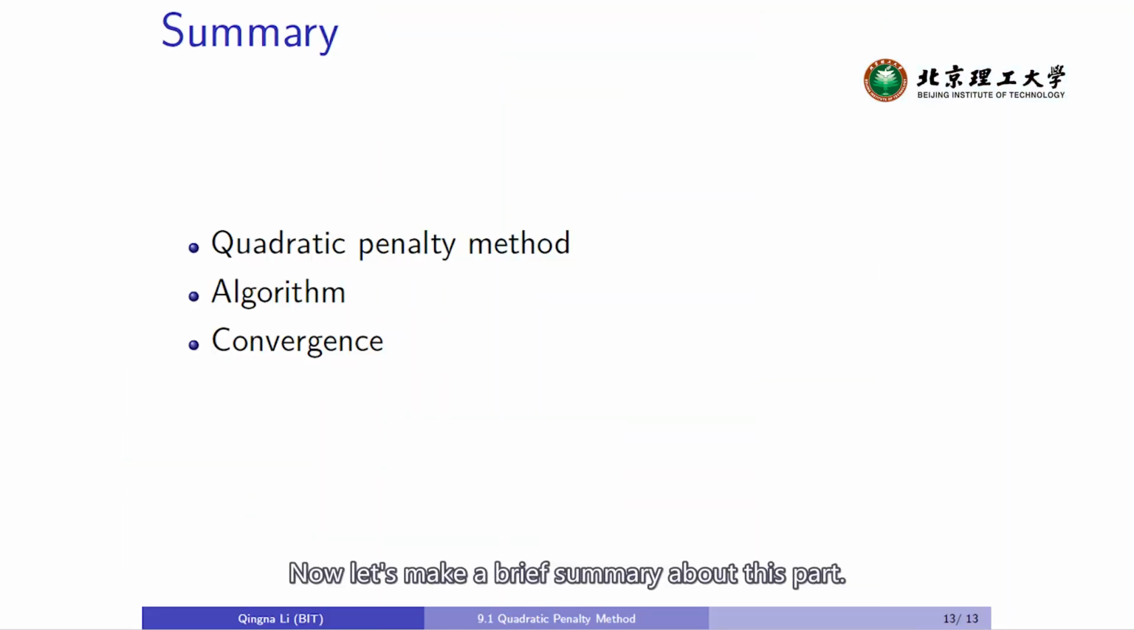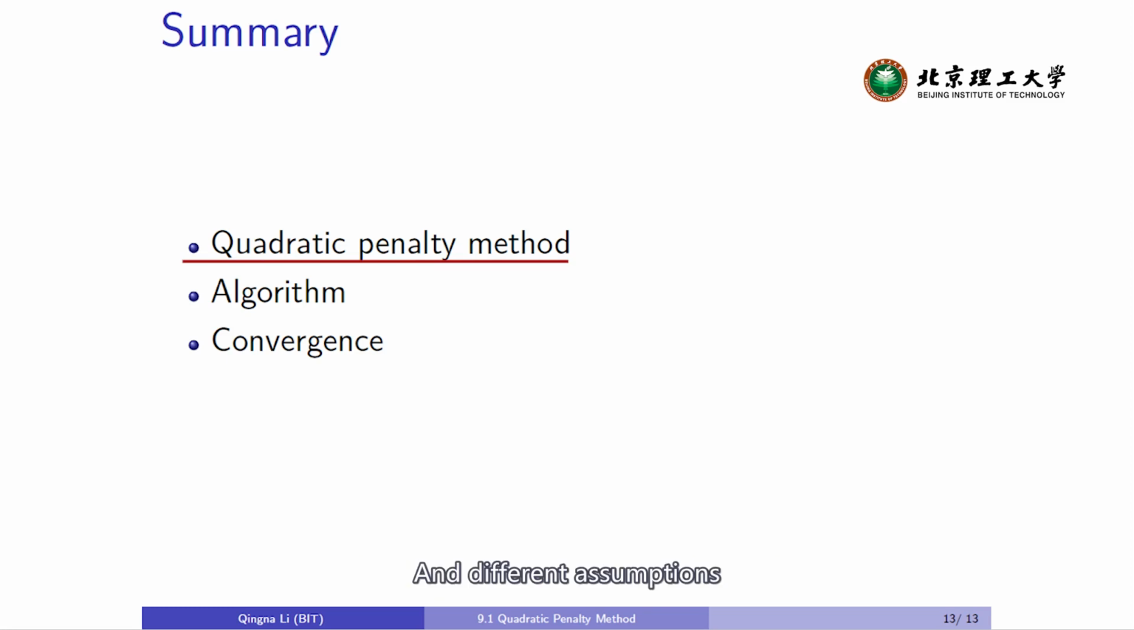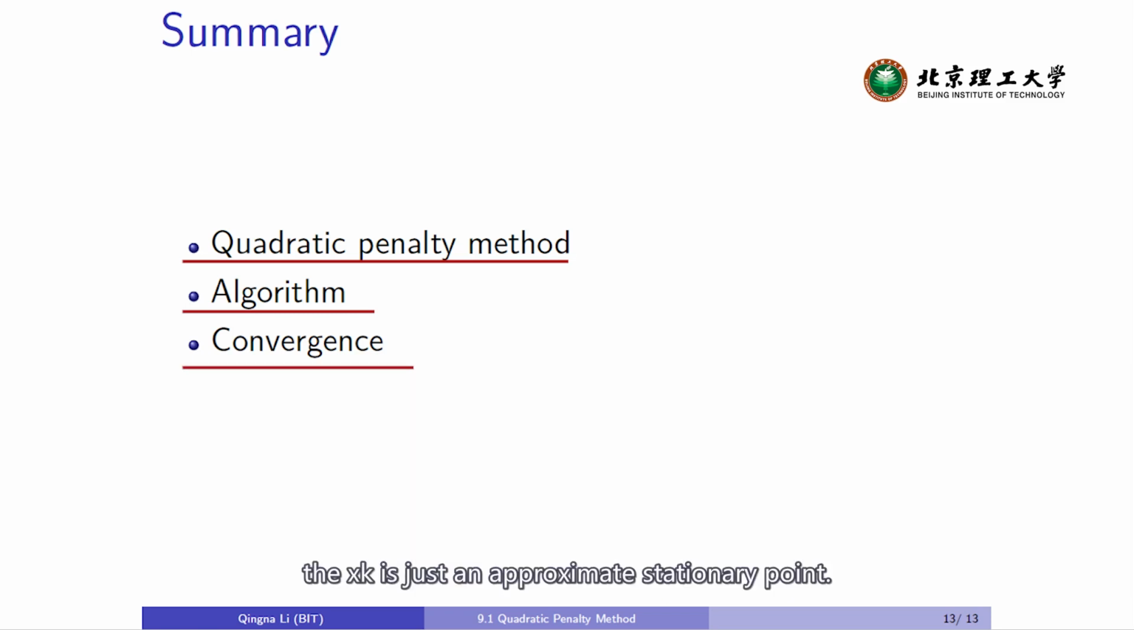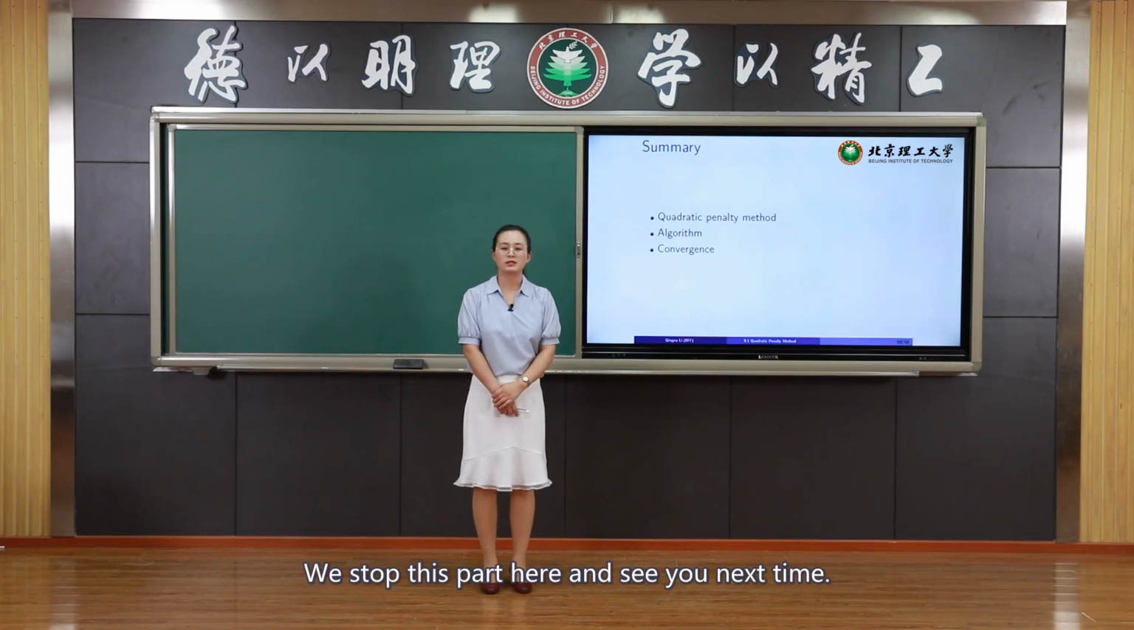Now, let's make a brief summary of this part. In this part, we introduced the quadratic penalty method as well as its global convergence result under different assumptions. One is under the global minimizer solution. Another is that we assume x_k is just an approximate stationary point. We stop this part here and see you next time.